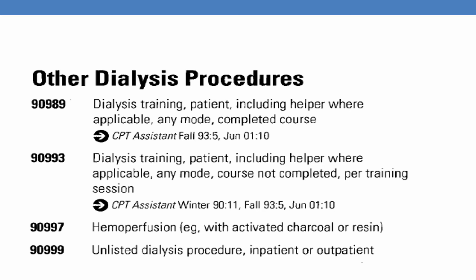Next, for hemoperfusion, for example with activated charcoal or resin, the code is 90997. And for unlisted dialysis procedures, inpatient or outpatient, the code is 90999.